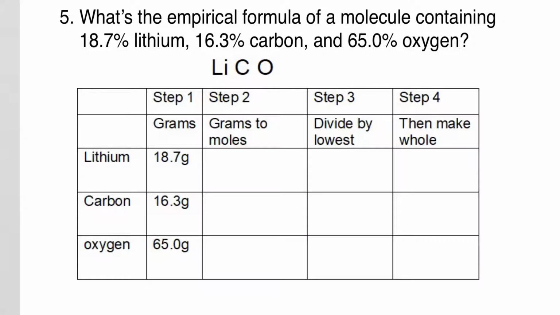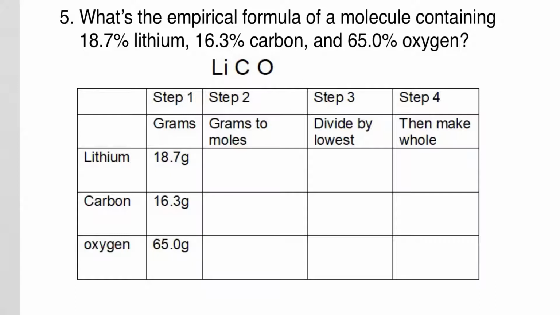Because we're talking about mole ratios, I need to find the mass. Here they give us the percentages. With percentages, I can pick any amount of mass and I can calculate the percent of mass for lithium, carbon, and oxygen. But since it's in percentages, the easiest number to pick is 100. If I pick 100 grams, then 18.7% of lithium turns into 18.7 grams.